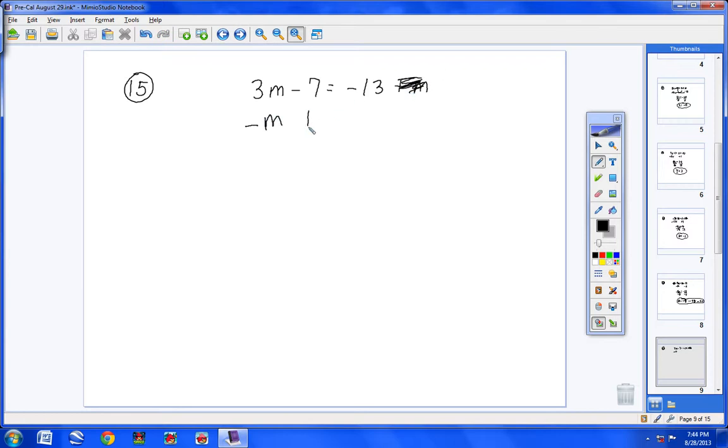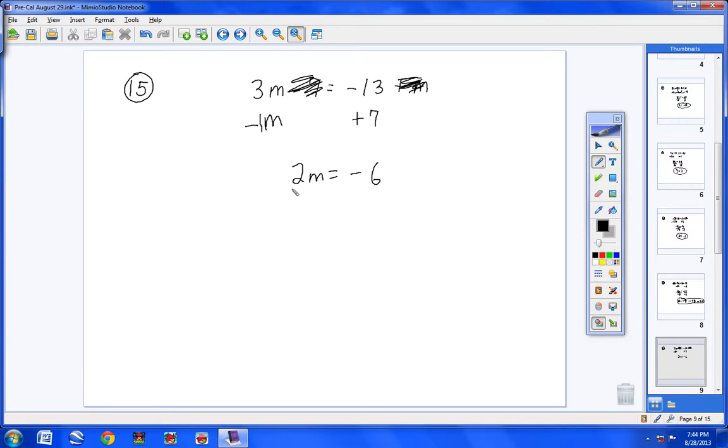Now I'm going to take this negative 7 and bring it over here, and when I do, it's going to become a positive 7, and now I'm done with this. So let's see what we're left over with. A negative 13 and a positive 7 is a negative 6. Don't forget what's in front of the m, even though you can't see it. A positive 3 and a negative 1 would be 2m.